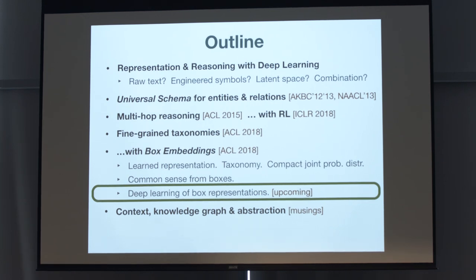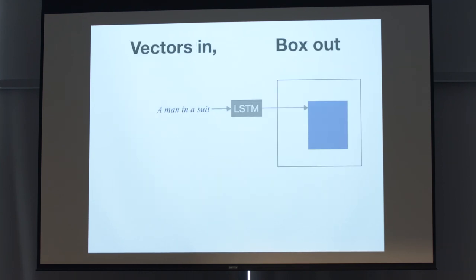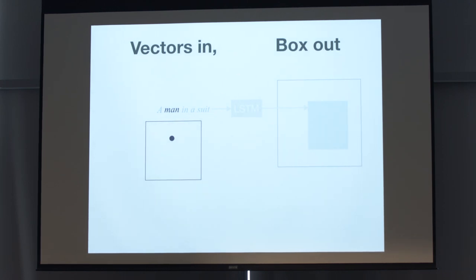We've been very excited to begin to think about what it would mean to do deep learning. What I've described so far is a bit like shallow neural networks, right? It corresponds to just word vectors or word embeddings. But what we'd really like is to be doing deep learning instead. And in a way, this is motivated by the example I gave before. We were given a sentence. This was represented in terms of vectors as it went into the LSTM, and LSTMs work on vectors, right, not on boxes. And we just output a box at the end.